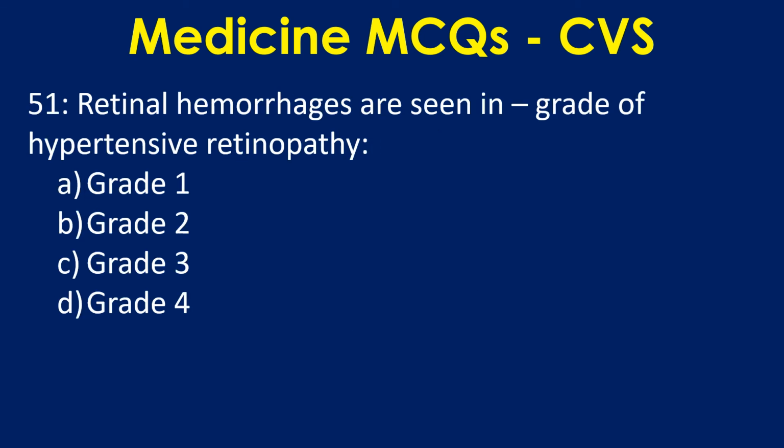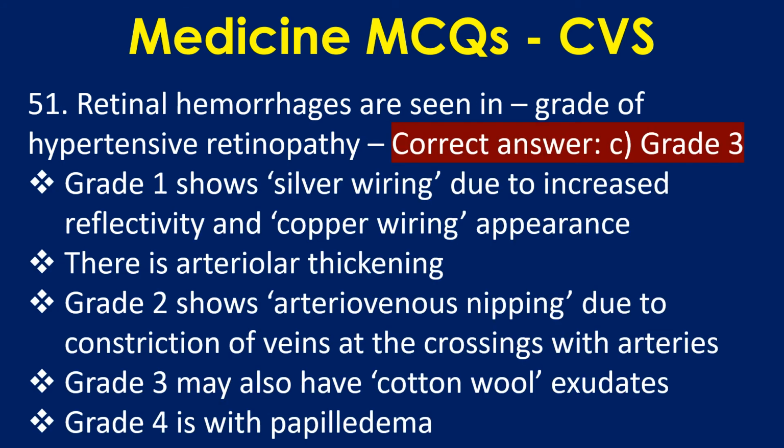Retinal hemorrhages are seen in dash grade of hypertensive retinopathy: A. Grade 1, B. Grade 2, C. Grade 3, D. Grade 4. Correct answer C. Grade 3. Grade 1 shows silver wiring due to increased reflectivity and copper wiring appearance. There is arteriolar thickening. Grade 2 shows arteriovenous nipping due to constriction of veins at the crossing with arteries. Grade 3 may also have cotton wool exudates. Grade 4 is with papilledema.